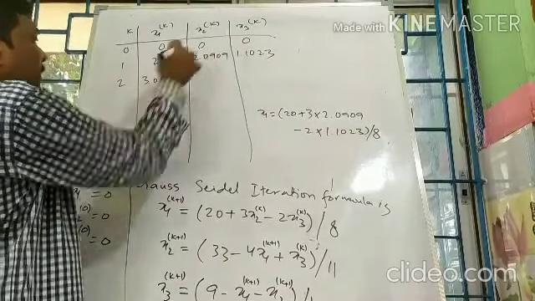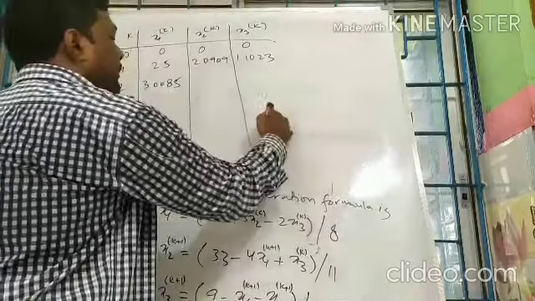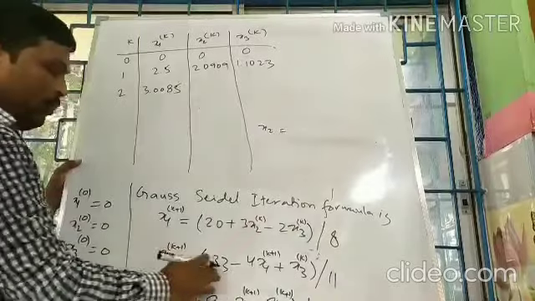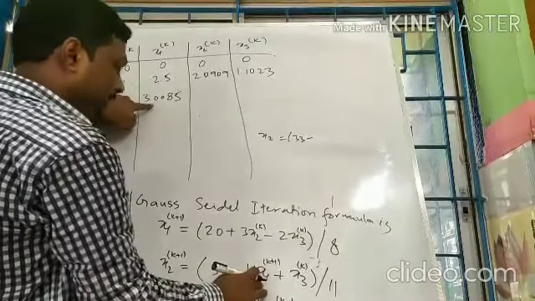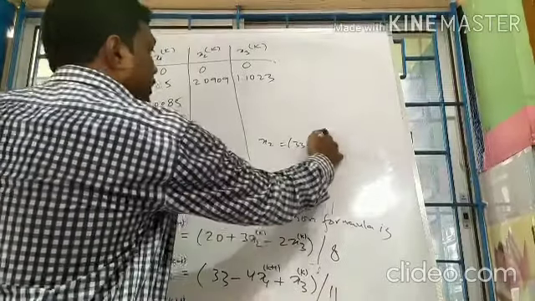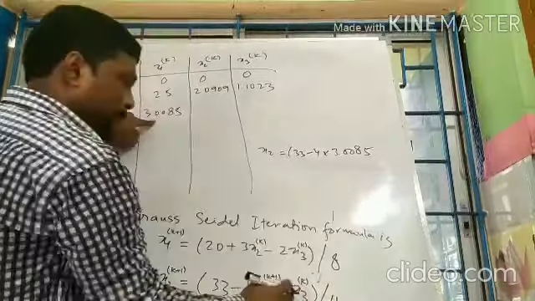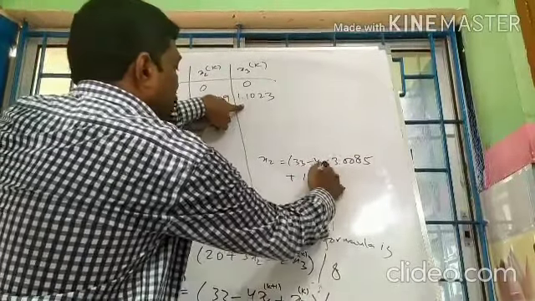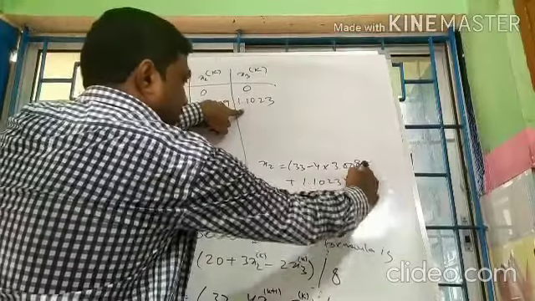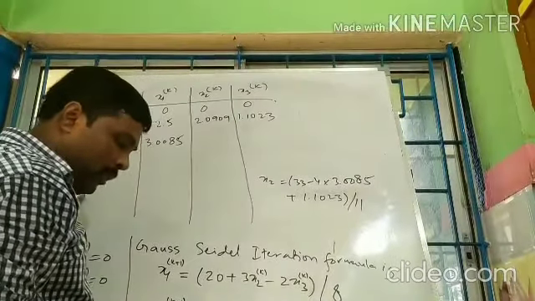3.0085. Okay. Then calculate x2. x2 equals 33 minus 4 times the present iterative value of x1. So 4 times 3.0085 plus x3, the previous iterative value of x, that is 1.1023, divided by 11. And simplify. This is 2.0062.